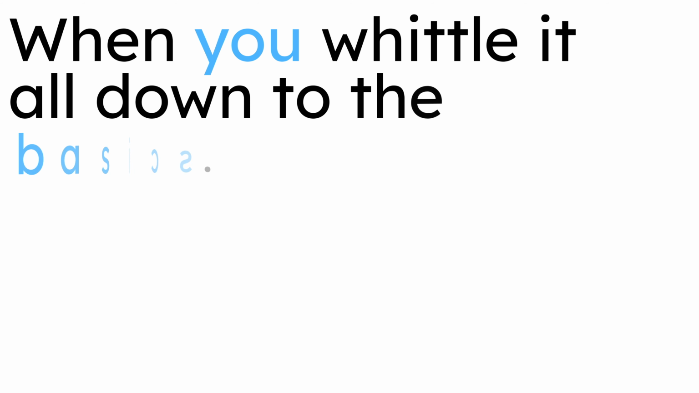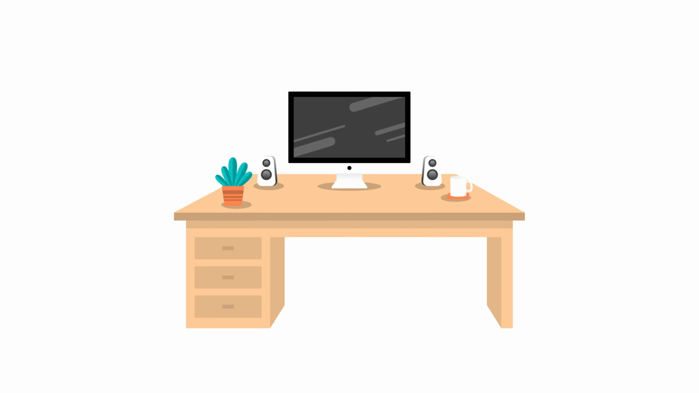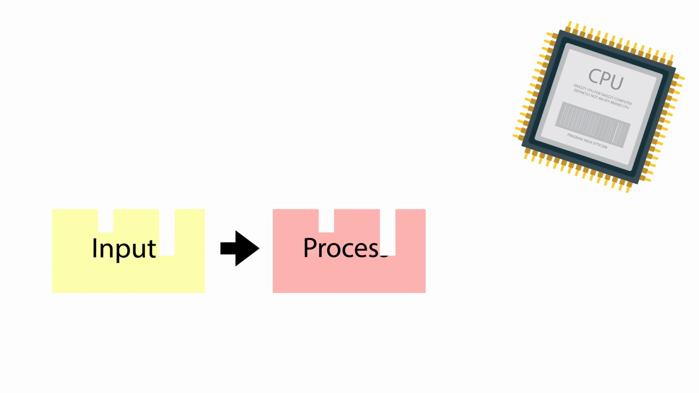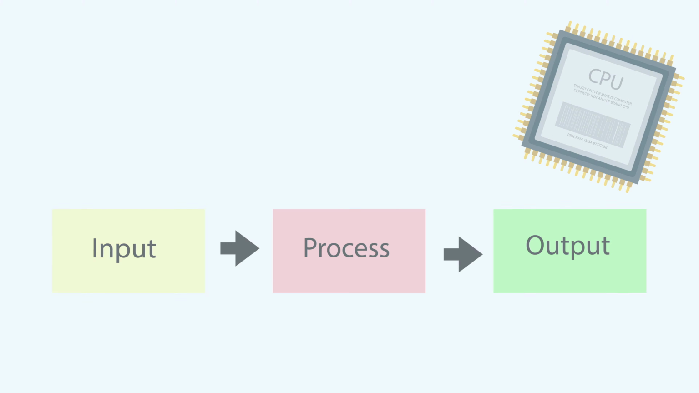When you whittle it all down to the basics, a computer only has 3 tasks. These are input, process, and output. A computer is defined by the CPU and memory, and without these, a computer is unable to function. There's also a fourth part, the storage, and without this, you can't really use your computer.